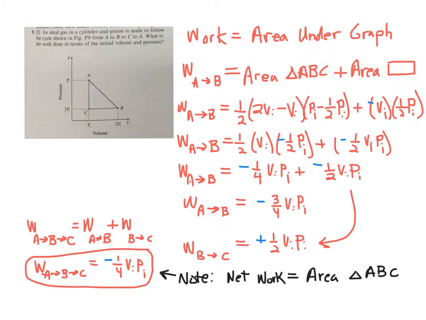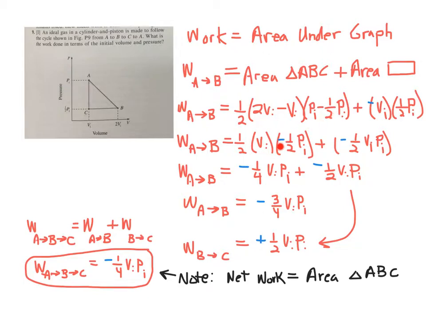So in terms of the symbols given here, the triangle is going to be 1/2 the base, which is going to be 2v sub I minus v sub I, basically v sub I if you bring it down here, times the height, which is p sub I minus 1/2 p sub I.